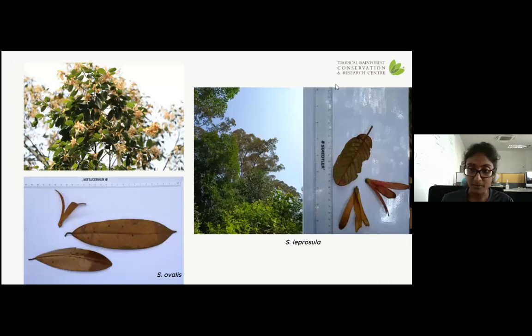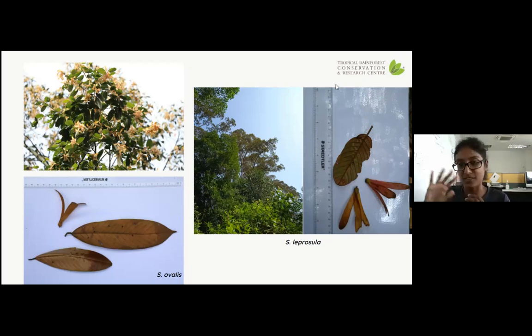Some are, as you can see, this Shorea ovalis. They have these orangey-like fruits. So it's very nice to see the canopy when the fruits are still at this stage. And Shorea leprosula is known as Meranti tembaga because of the leaf that is a bronzy-like color. So you can see the photo on the right.